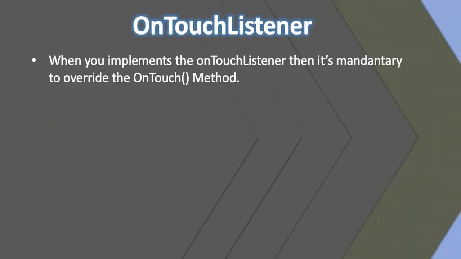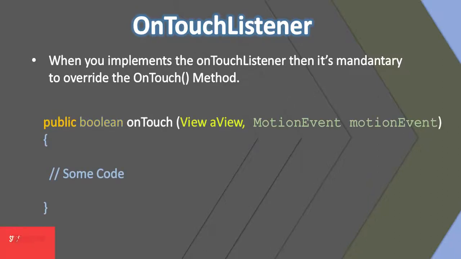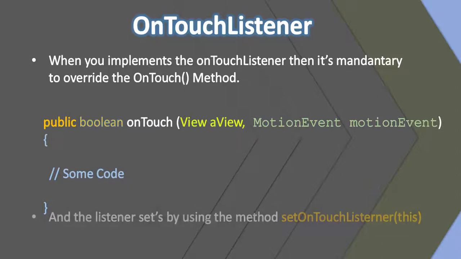When you implement the OnTouchListener, it's mandatory to override the onTouch method, because OnTouchListener is an interface and the property of an interface says that if you implement the interface, you need to override all the methods present in the interface. That's why you need to override the onTouch method. The onTouch method will look like this. It expects two parameters. The first parameter is the view and the second parameter is of type MotionEvent.